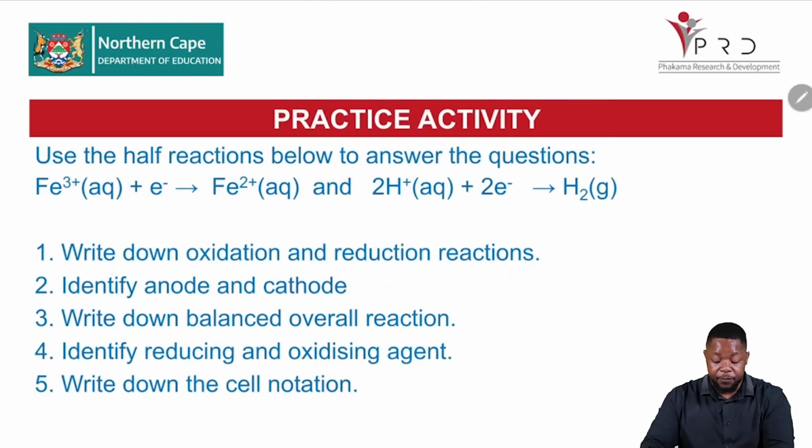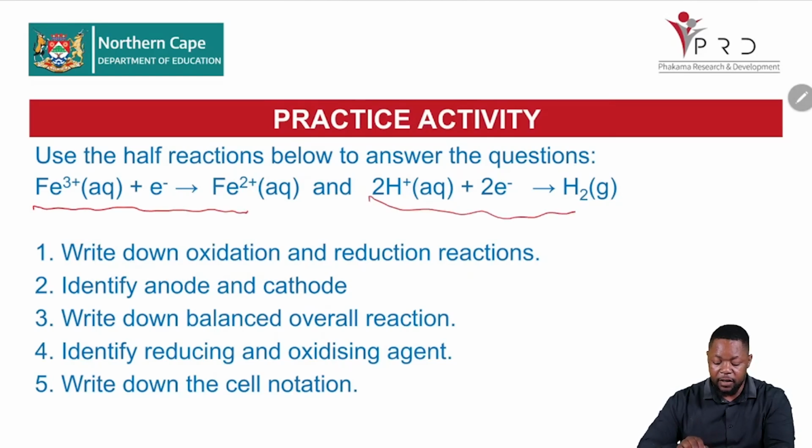Practice activity. Use the half reactions below to answer the questions. We have the half reaction here, and we also have another half reaction there. Now, when we are given 2 half reactions, like in this example, we first need to check whether the substance undergoes oxidation or reduction.